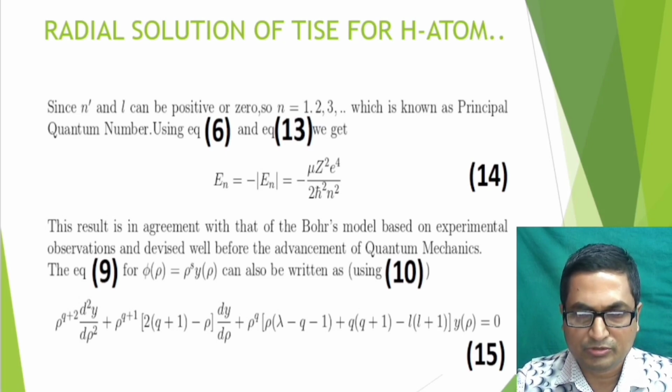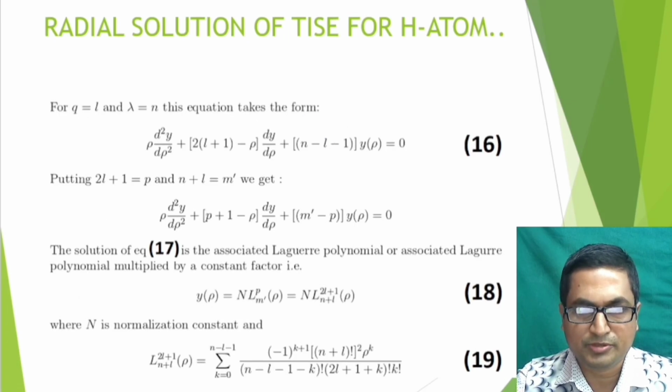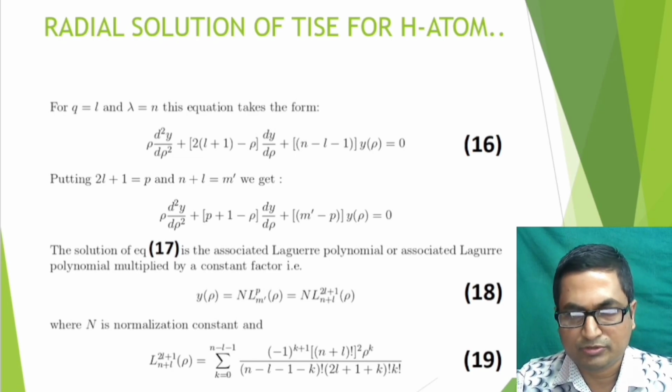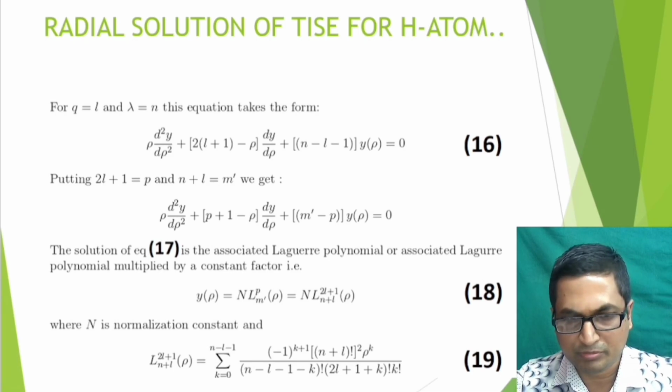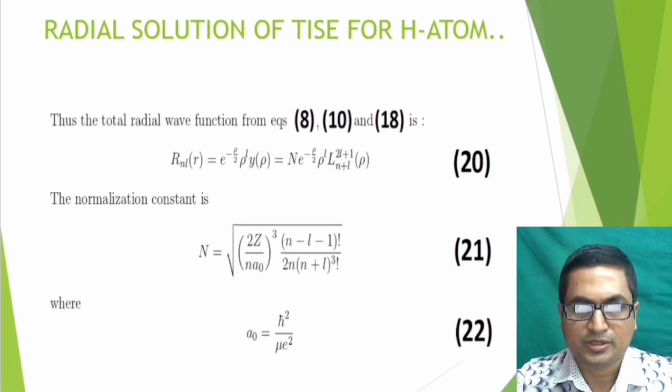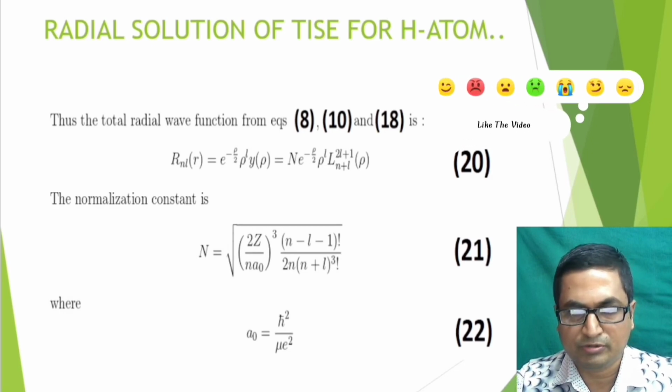Now equation 9 with the use of 10 leads to equation 15, and with some simplifications like q equal to l and lambda equal to n, which we have already obtained, we get equation 16. Further modifications lead us to this equation 17, which is a well-known equation, and it has the famous associated Laguerre polynomials as solutions, multiplied by a constant factor. So with all this, the total radial wave function for the hydrogen atom problem is given by equation 20.